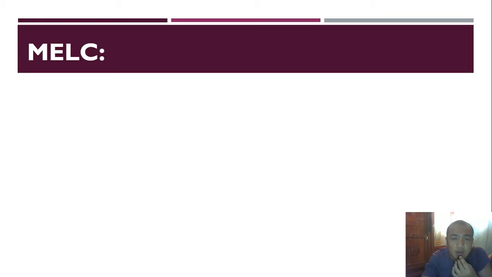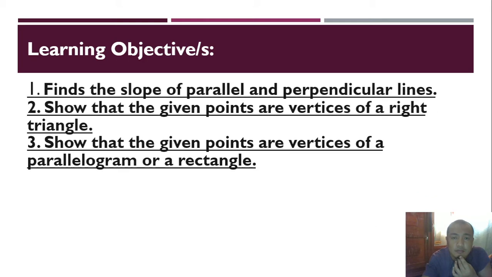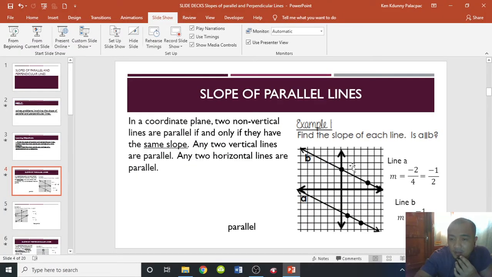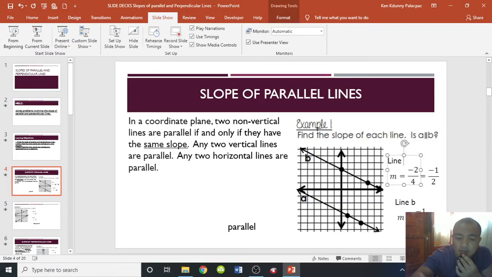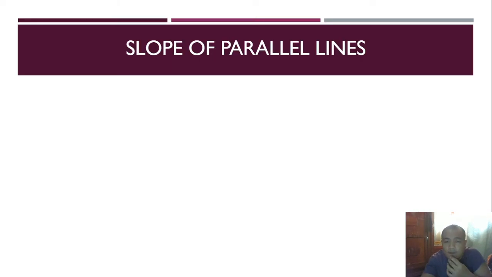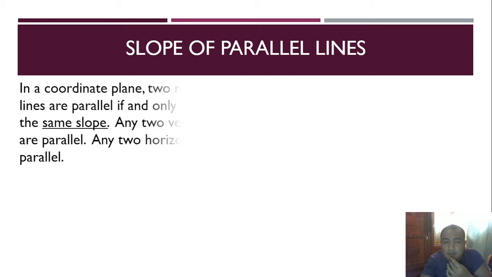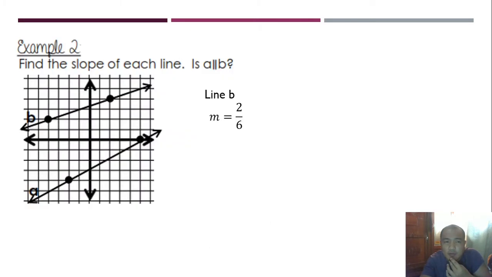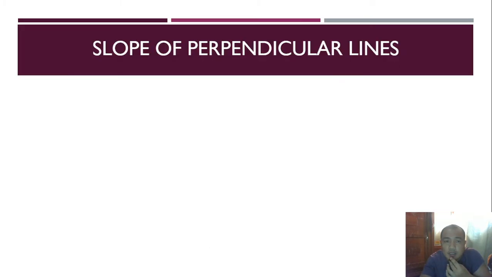In example 1 also, we should just swap them. This is line B and this is line A. So for example number 1, they have the same slope, so they are parallel. But in example 2, they do not have the same slope, so they are not parallel.